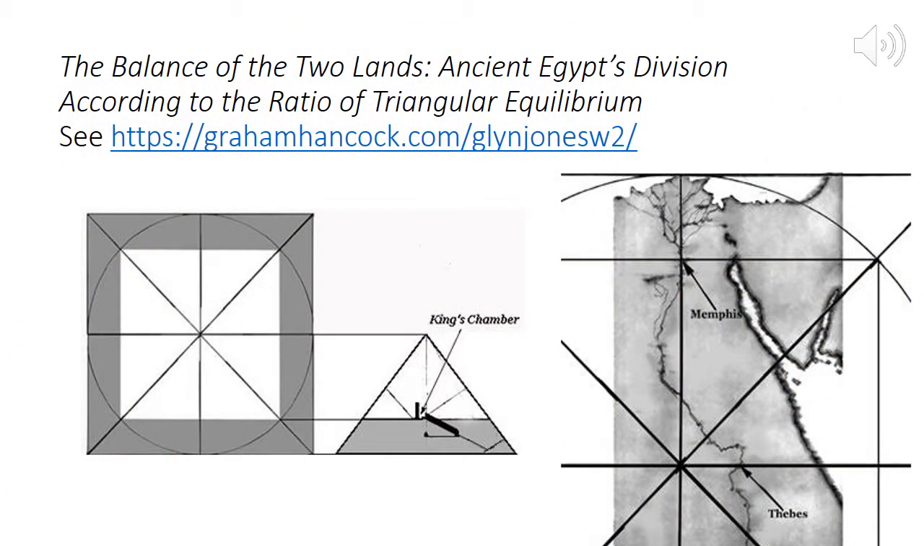Feeding into this, we have the notion of the balance of the lands, and this concerns a particular mathematical ratio, and it's the one that's shown here. It's actually the same ratio that governs the height where the king's chamber is placed within the Great Pyramid. It's the ratio that divides the square that you can see, which represents the pyramid in plan view, into the grey and white areas, which are actually the same size, the same area.